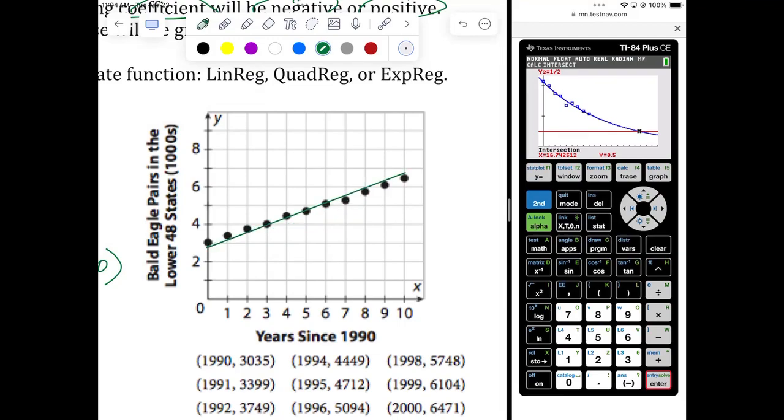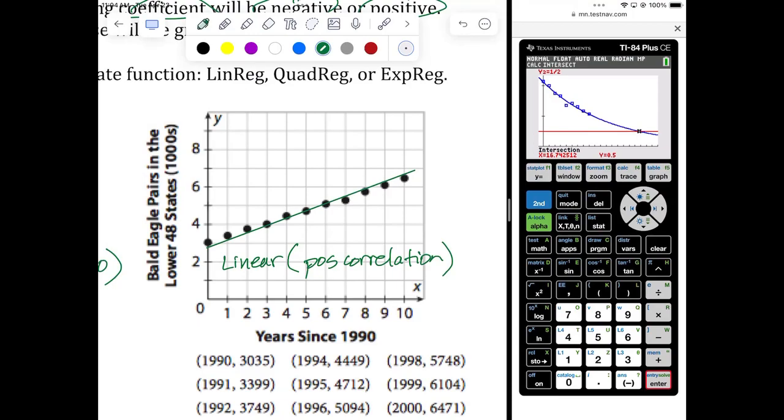You can pretty much almost connect the dots on this one and make it what? Linear. Yeah. So is this a positive correlation or a negative correlation? Positive. I'm going to use the term positive correlation. That just means that there's a positive correlation between the years since 1990 and the bald eagle pairs.